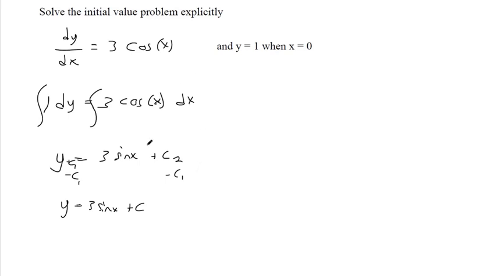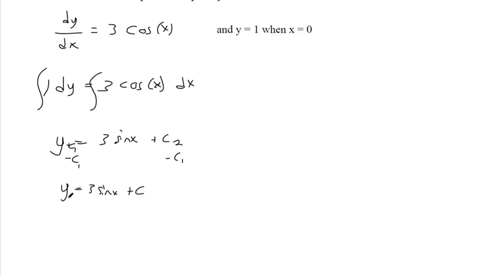Okay, but we can solve for c because of the information they gave us. They told us y equals 1 when x equals 0. So plug in 1 for y and plug in 0 for x. And then if you solve this, the sine of 0 is 0, right?